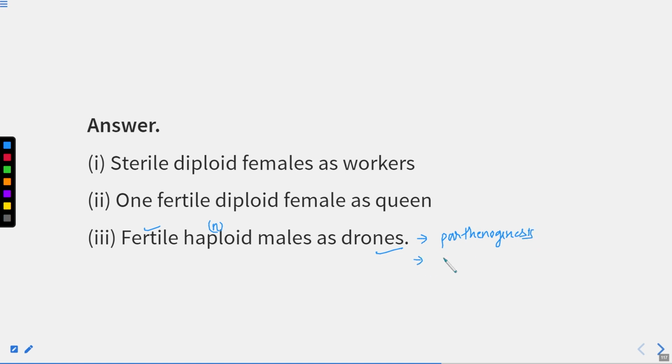In this, what happens? The unfertilized egg, meaning there is no fertilization, develops into male drones. There is no fertilization here. So the unfertilized egg is haploid, so male drones are also haploid. This is known as parthenogenesis.